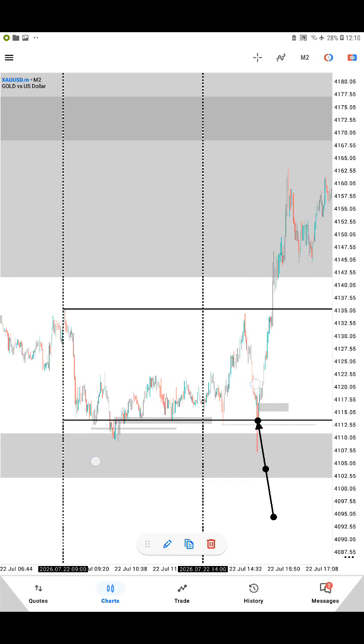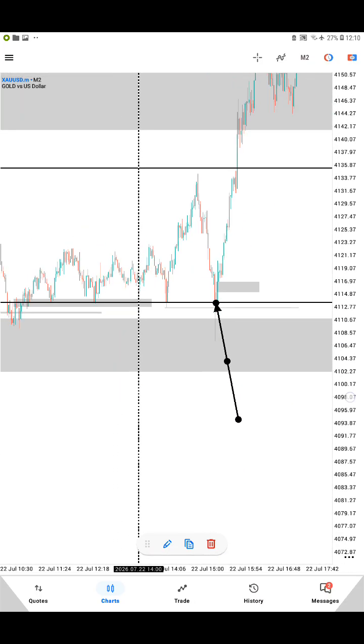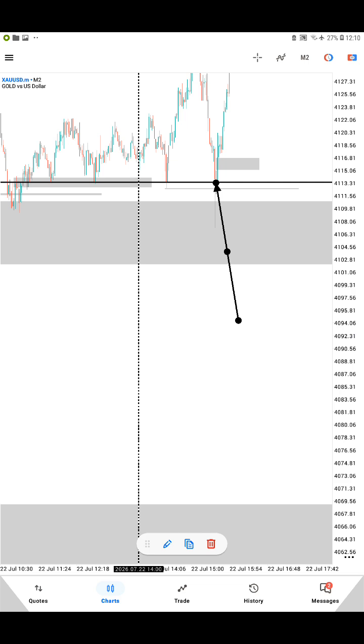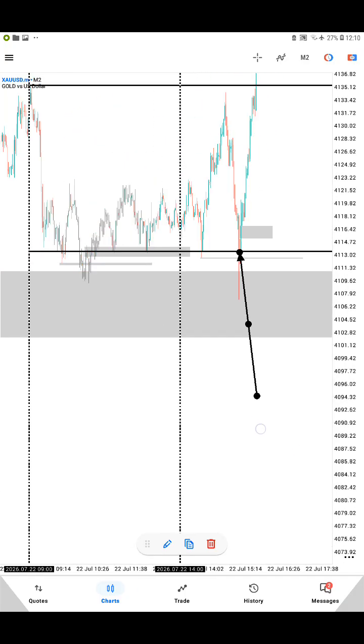Like you need to do top down analysis, very very important. You cannot trade before doing the top down analysis. You need to understand what's going on on a higher time frame, so you can execute on a lower time frame. Right? So this is what happened.